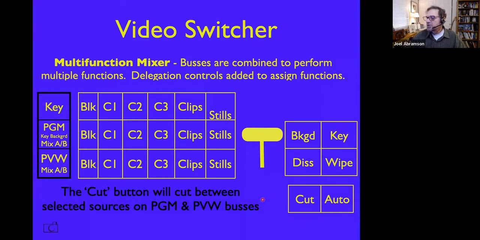So to do a cut, since this is mix AB, we can set camera 1 and then camera 2, and we can either cut between them right here, or we can use the cut button down here, right? And it will flop between the mix A and mix B. So if we had camera 1 here, camera 2 here, and used the cut button, then it would cut between the two, and camera 2 would end up here, and camera 1 would end up here. So that's what the cut button does.